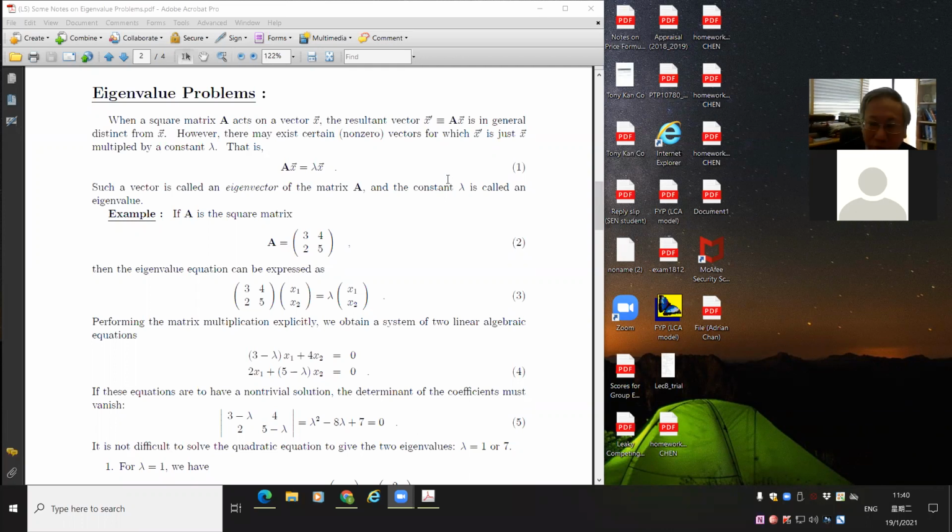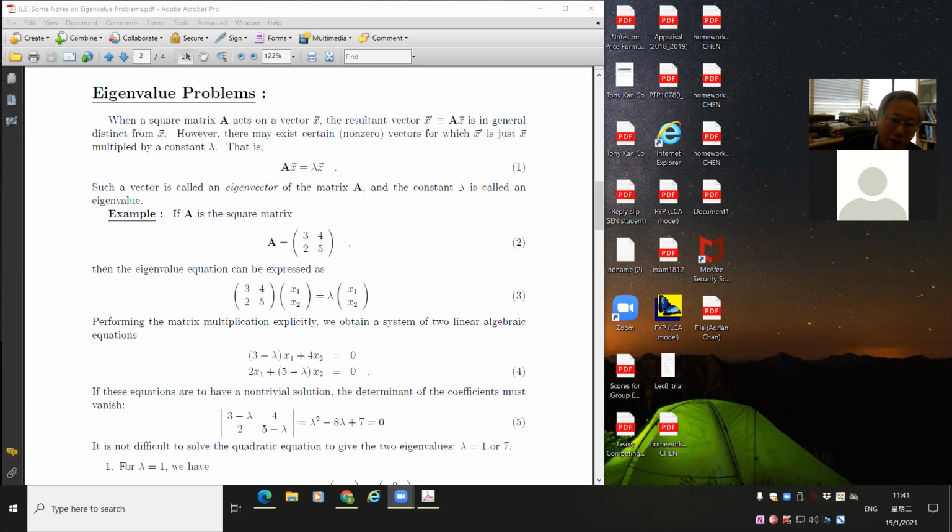Today we're going to talk about the eigenvalue problem related to matrices, transformations, and vectors. This is a very important topic in linear algebra. You'll find applications of these eigenvalue problems in different areas in physics, in particular classical mechanics and quantum mechanics.